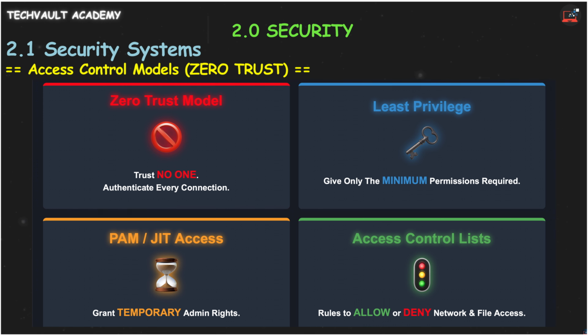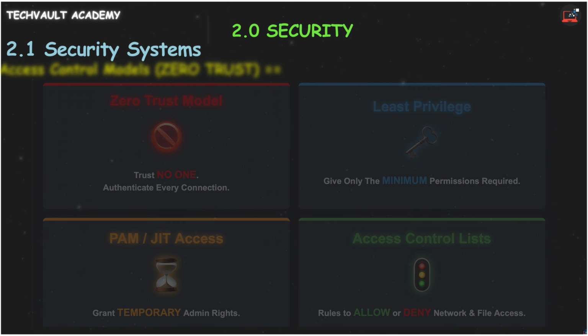This all fits into the Zero Trust model, a security architecture where nothing is trusted by default. It's like having a security checkpoint at every single door inside the building, not just the front entrance. We enforce these rules with access control lists on routers and within the OS itself.